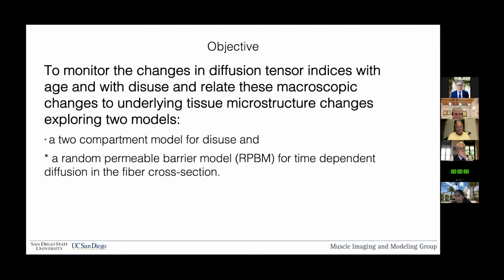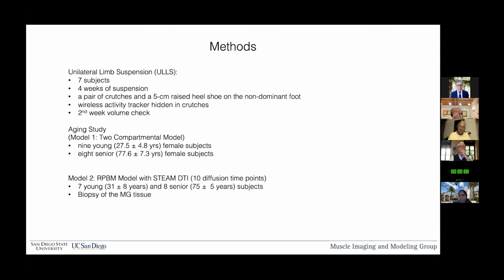So I showed you the second sequence was able to give diffusion as a function of time. So it fitted to the time dependent diffusion. The methods are basically, we had 7 subjects for the ULLS pre and post suspension. For the aging study, for the two compartmental model, we had these 9 young female and 8 senior. And then for the RPBM model, that is the random permeable model, we had 7 young and 8 senior.